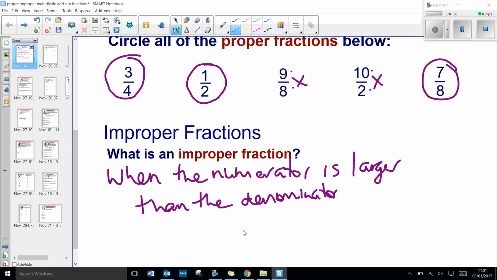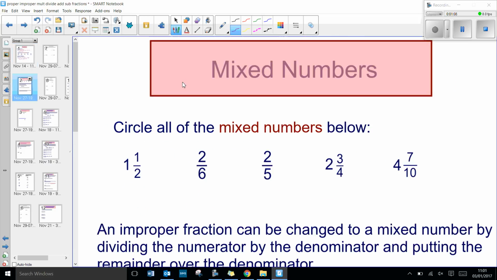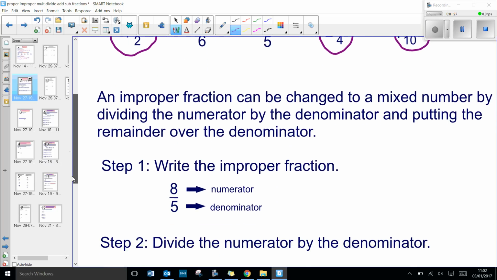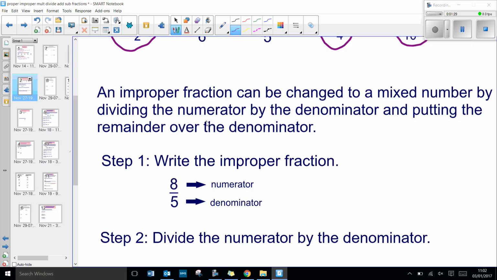So mixed numbers. A mixed number is where we have a whole number and an additional fraction. So for example, this 1 1/2, 2 3/4, 4 7/10. They are all mixed numbers. An improper fraction can be changed to a mixed number by dividing the numerator by the denominator and then putting the remainder over the denominator.